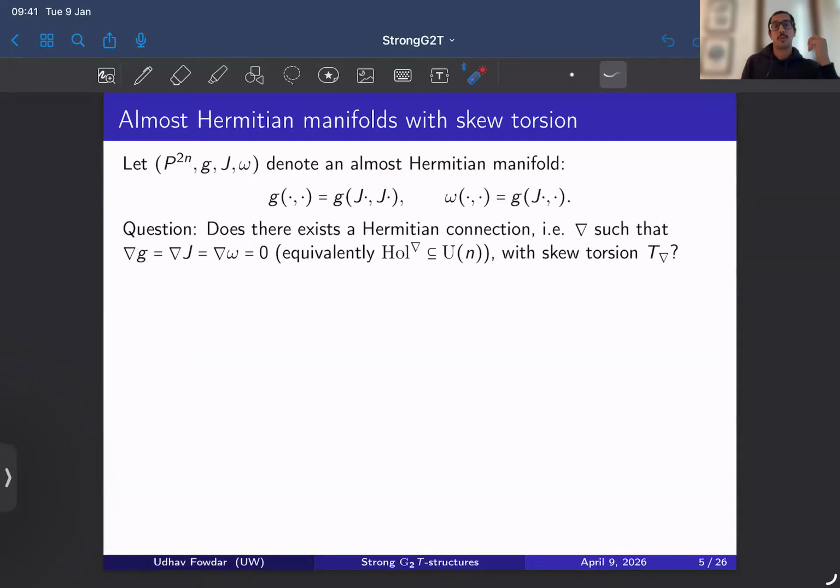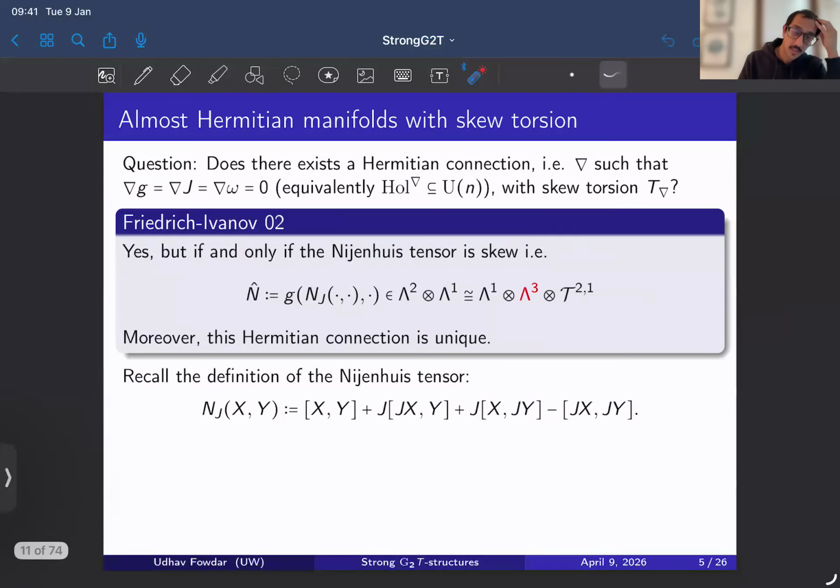So the first question one should ask is, does there exist a Hermitian connection with skew-symmetric torsion? The answer to this question is yes, but typically it's not always yes. There's typically an obstruction to this. The answer was given by Friedrich and Ivanov. It says that a manifold admits a Hermitian connection with skew-symmetric torsion if and only if the Nijenhuis tensor is of skew type. Remember, the Nijenhuis tensor is defined by this object here, and it is a tensor that eats two vectors and spits out a vector.